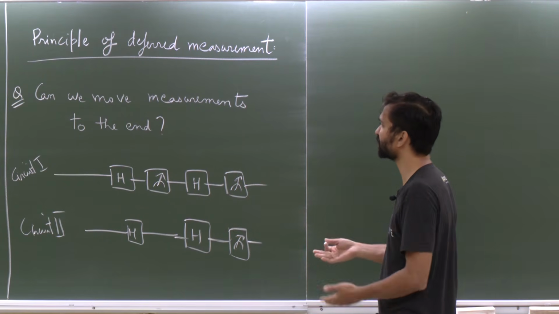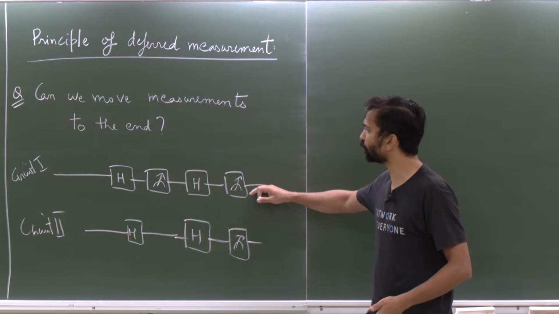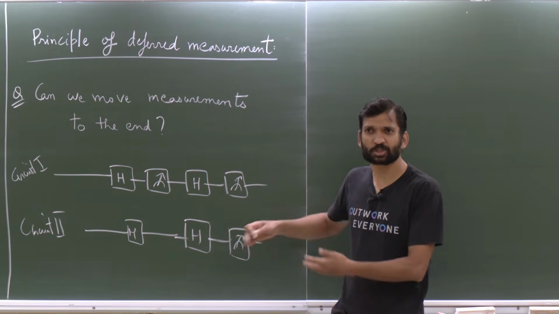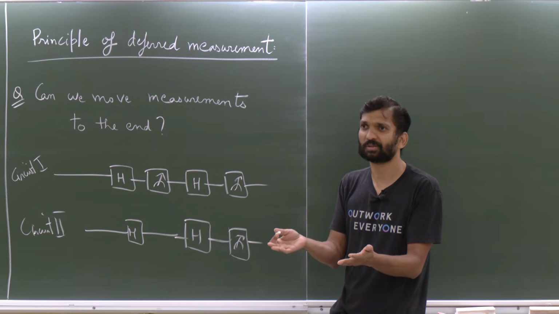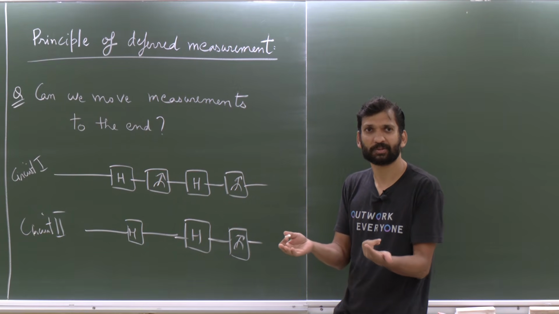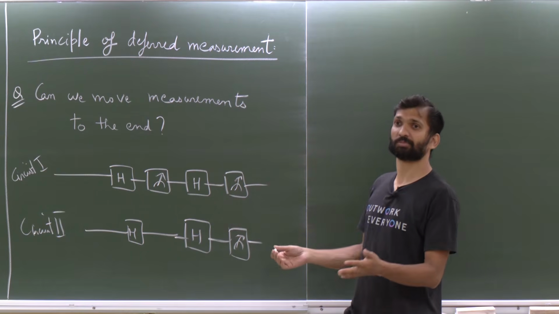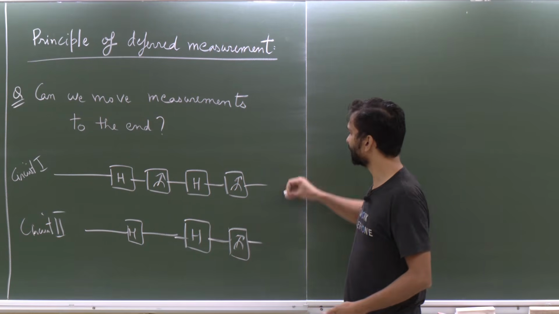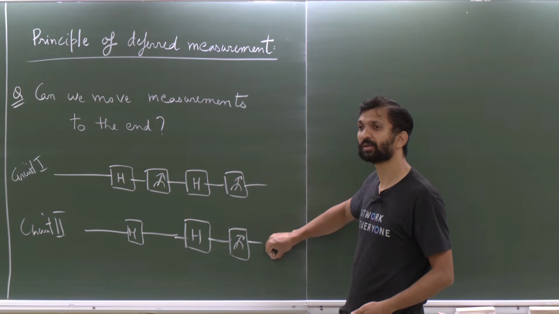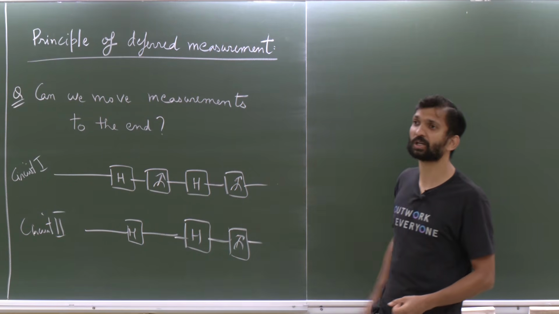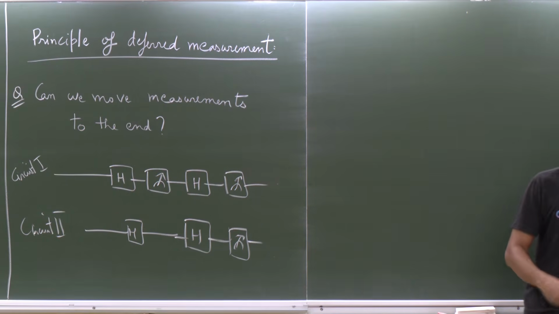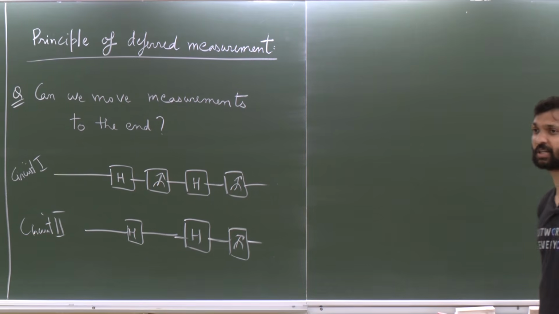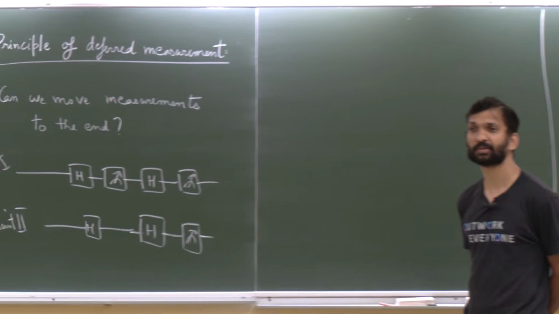I said I can move measurements to the end. It seems like these are the two circuits where I have moved this measurement to the end. Notice two measurements together make just one measurement. So whatever I said, if you take the direct picture of it, then these two circuits should be equivalent. Are these two circuits equivalent? How would you prove that such a circuit is equivalent, or not equivalent?